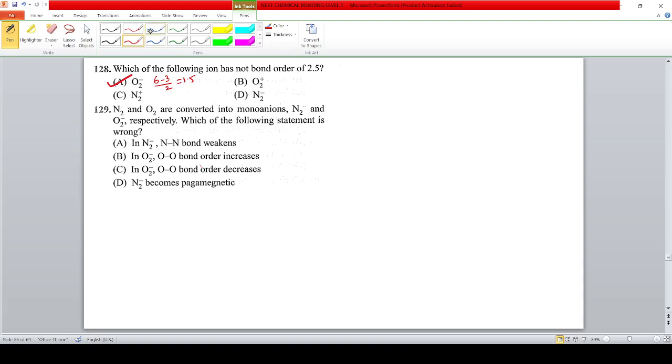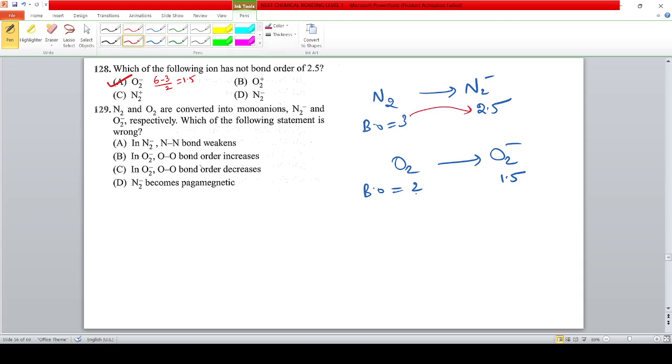Option A. Then N2 and O2 are converted into monoanions. Then which is correct? Sir, N2 is converted into N2 minus. Here the bond order is 3 because it is 6 by 2. Here it is 6 minus 1 by 2, 2.5. O2 becoming O2 minus. Here the bond order is 2, whereas here 1.5. Okay. Now think of and answer.